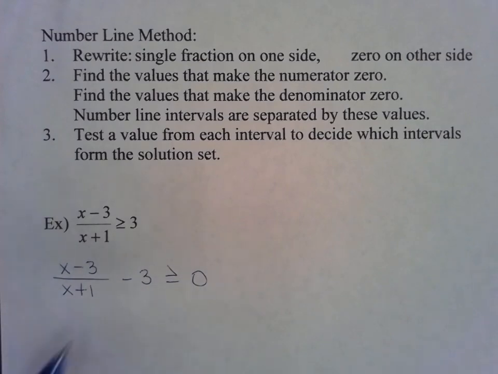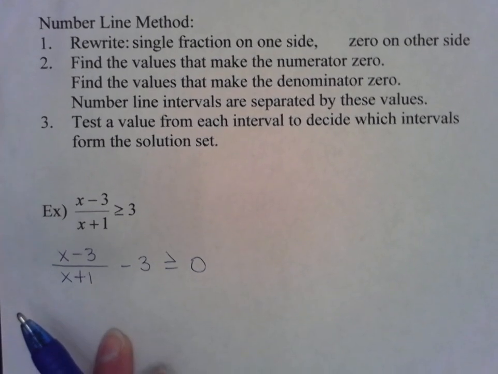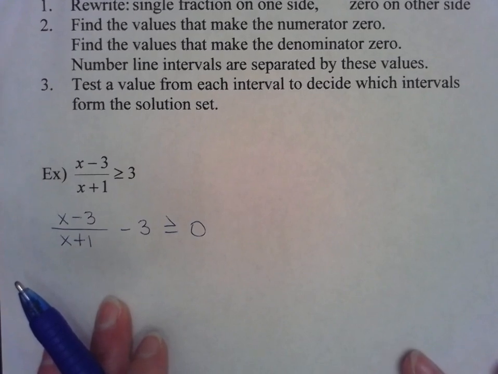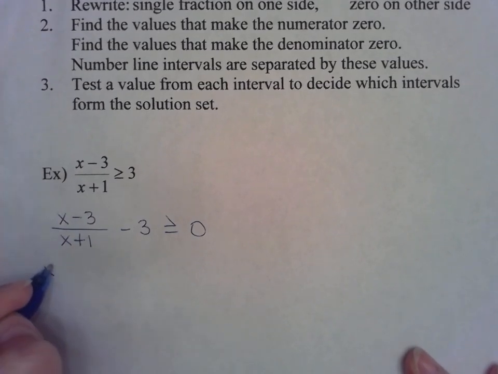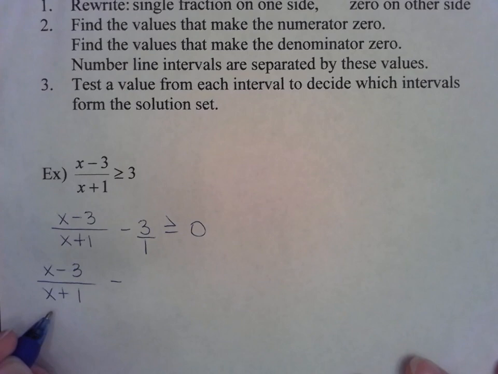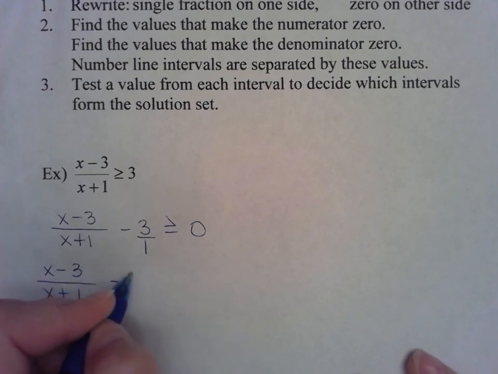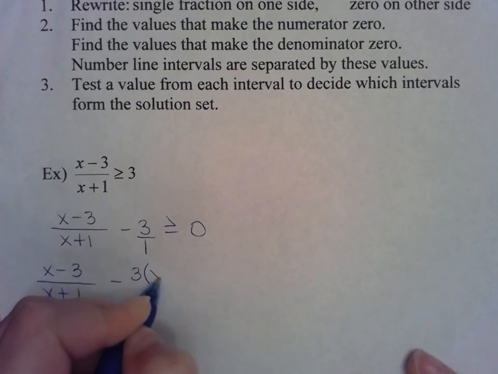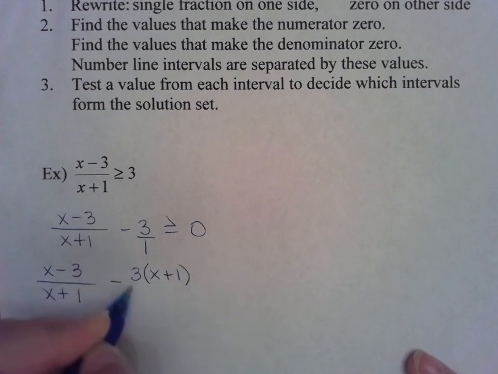And then I would really like to combine this into one single fraction. So to do that, I do have to do a little bit of fraction work. Okay. All right, if you want, you can think of this right now as 3 over 1. So to make it into a fraction that I can combine with this one, I need to have the same denominator. So I'm going to multiply the top and the bottom by x plus 1.